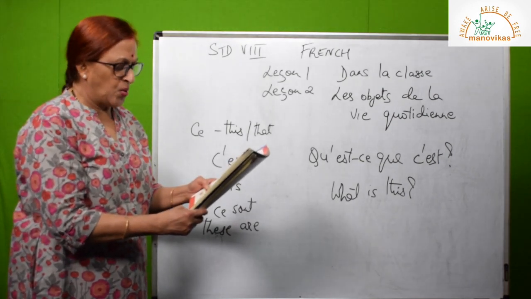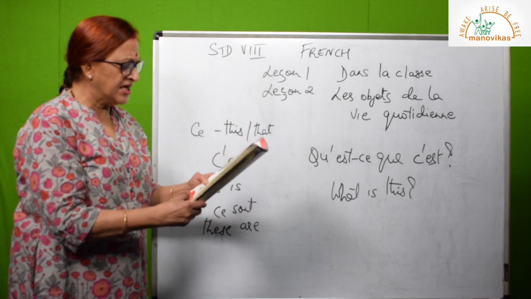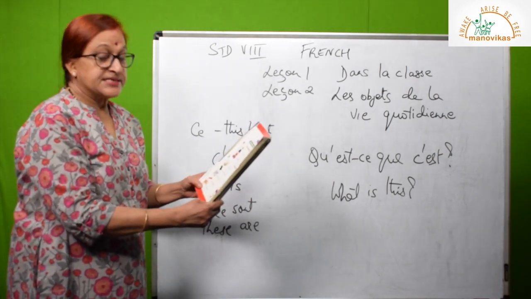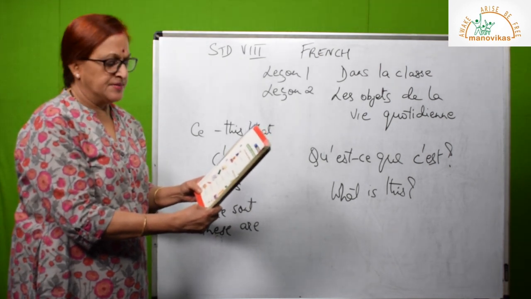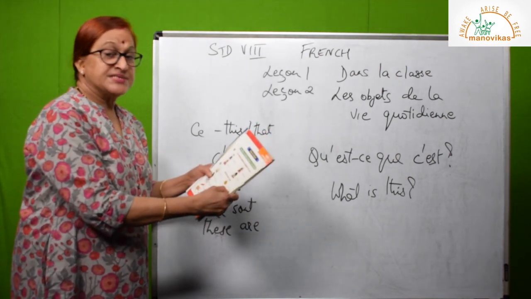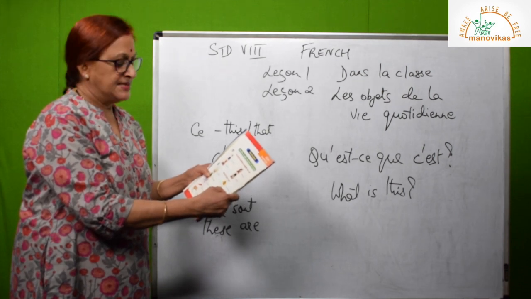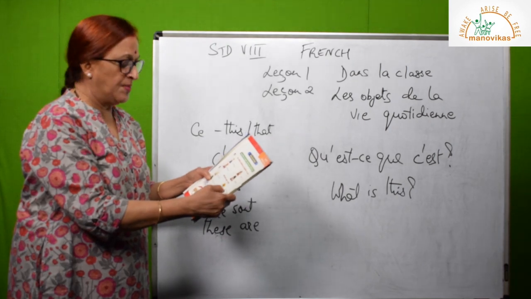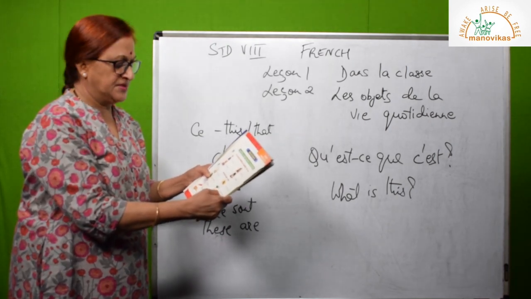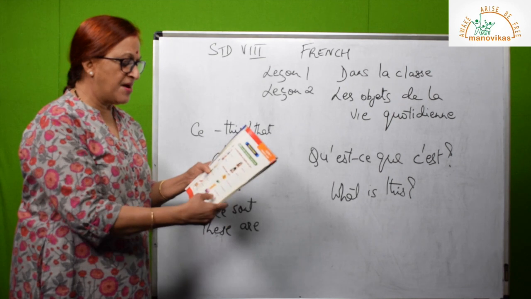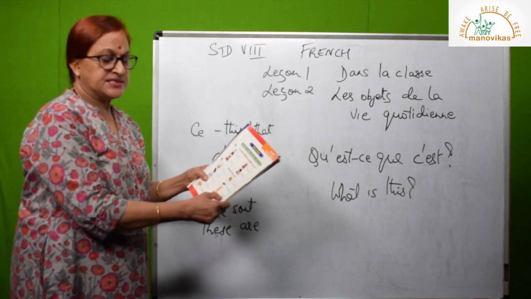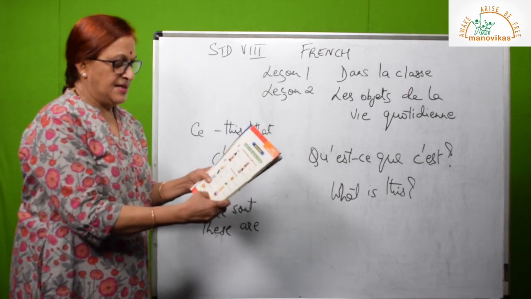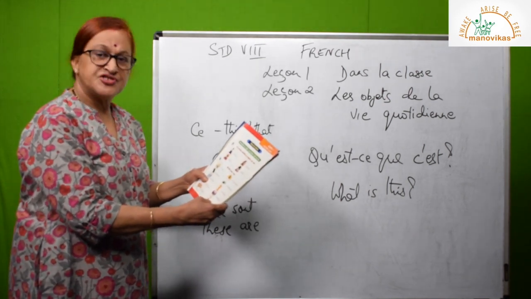C'est un stylo, that's a pen, ink pen. C'est un crayon, is a pencil. C'est un banc, it's a bench. C'est une serviette, it's a bag, school bag. C'est une gomme, it's an eraser, rubber. C'est une règle, that's a ruler. C'est une table, that's a table. C'est une chaise, that's a chair.